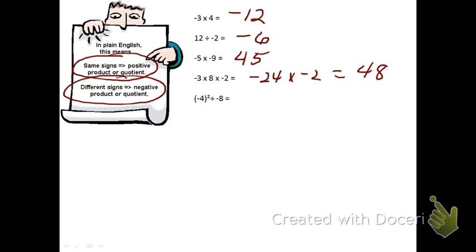And the last one, here we're going to square negative 4 first, so that's going to give me a positive 16, and positive 16 divided by negative 8 is a negative 2.